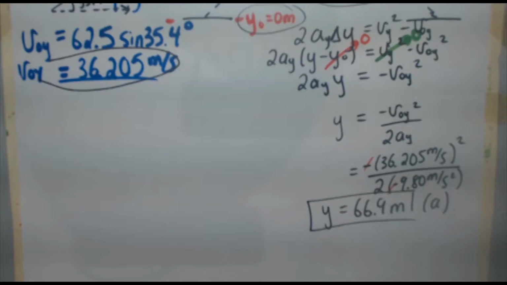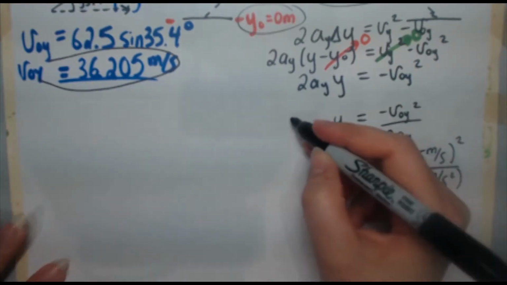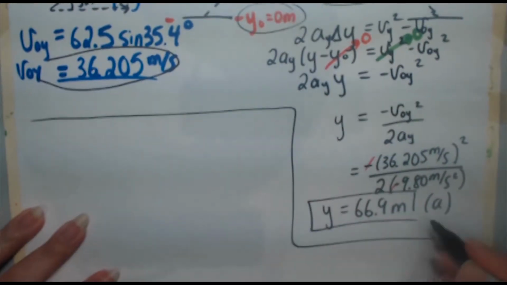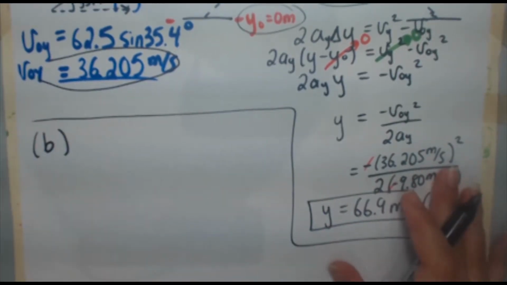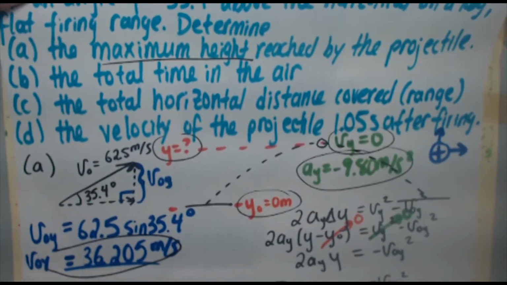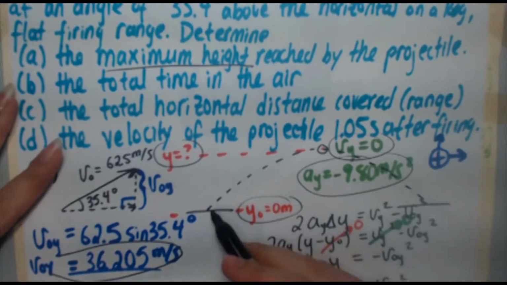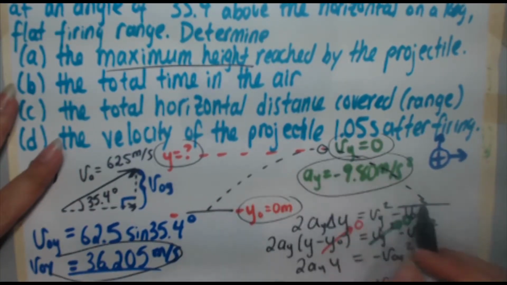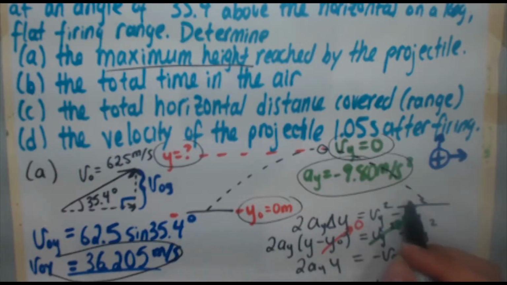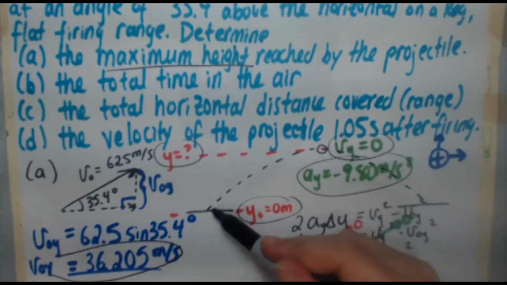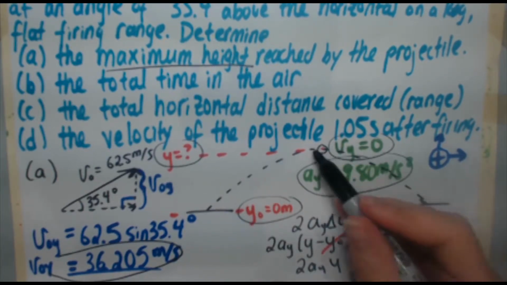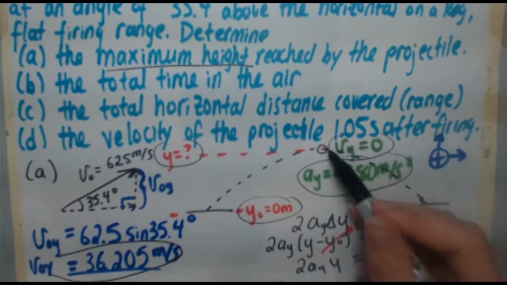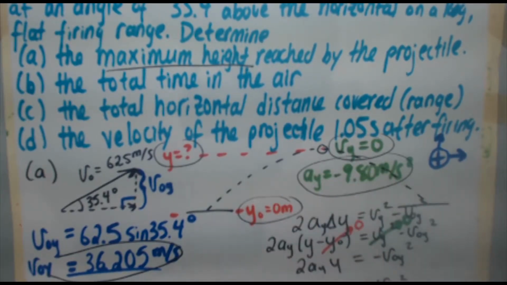Part B, the total time in the air. Now, there's 2 ways to go about this. If you want to look back at the original diagram we have, essentially the projectile is carving out an arch. So the first way you can determine the total time is find the time it takes for the projectile to get from the starting point to the maximum height, and then double it, right? Because assuming this is very symmetrical, in a perfect world, then you can simply double it.